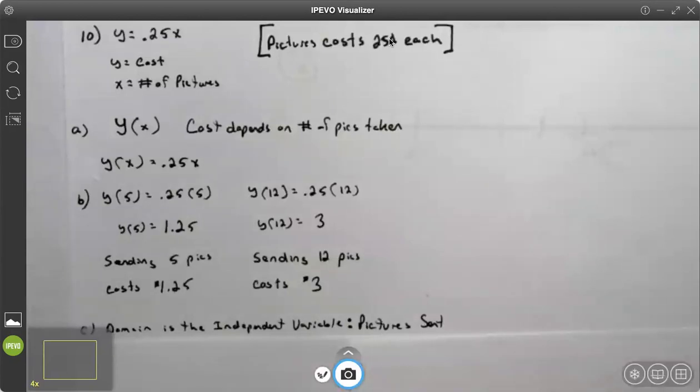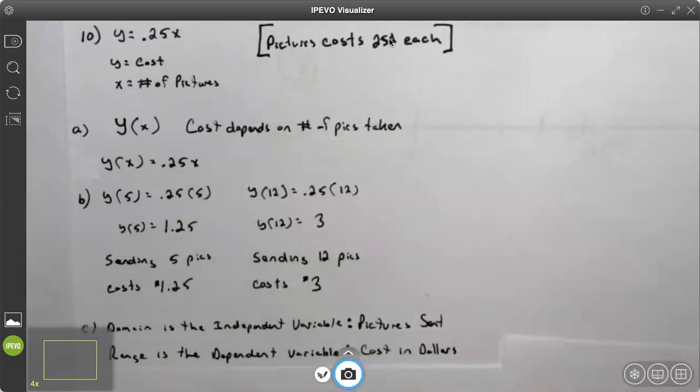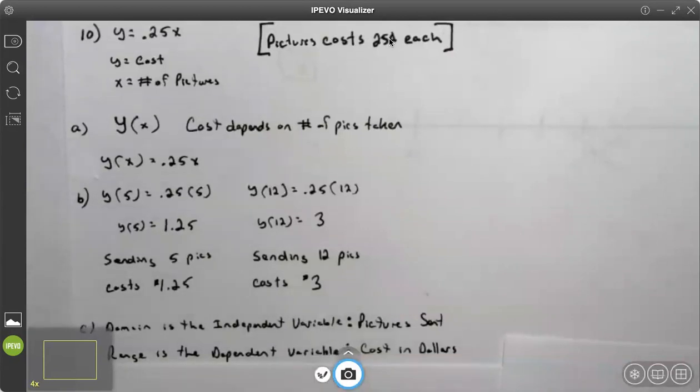What is your range? Range is the dependent variable or your output. In this case, your output is how much it costs. For this particular one, your range was $1.25, and for this particular one, your range was $3. But in general, your range, your output, your dependent variable is how much it cost. Your domain, your input, your independent variable is how many pictures you sent.